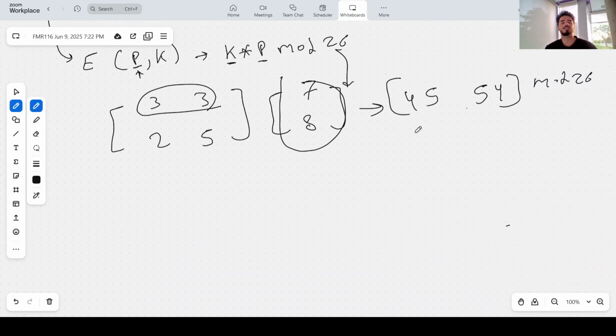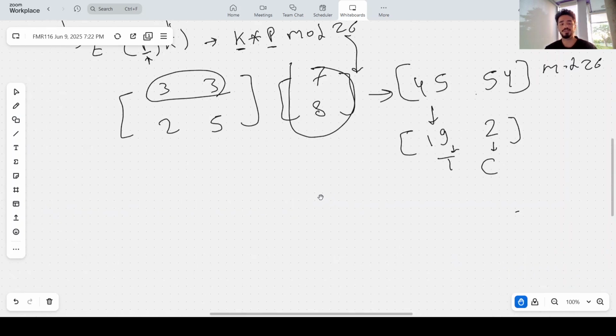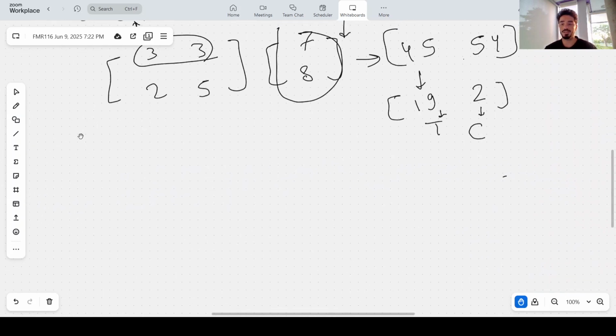45 modulus 26 will give us 19, and 54 modulus 26 will give us 2. So 19 in alphabetical order corresponds to T, and 2 corresponds to C. So now we have our ciphertext, which is TC.